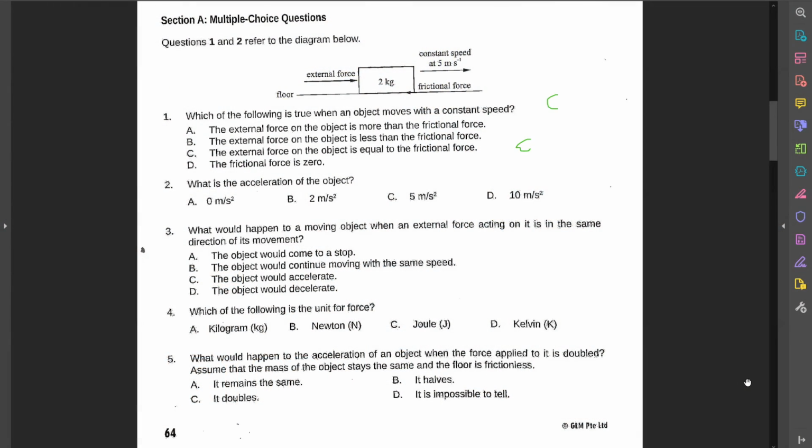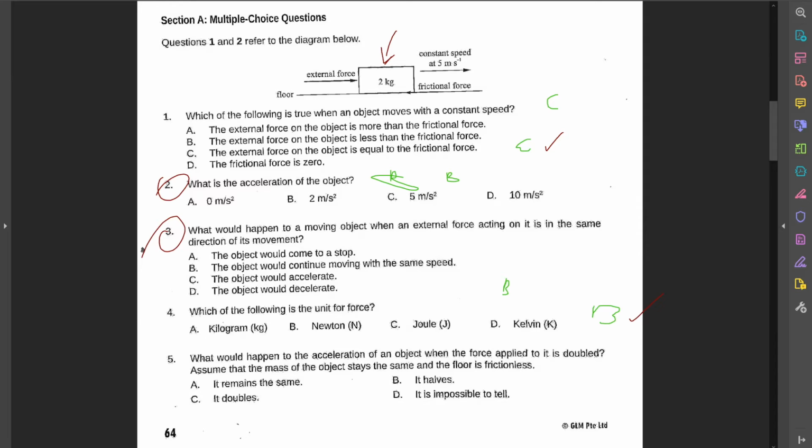For question 2, they say what is the acceleration of the object? What object are they talking about? Question 1 and question 2 refer to the diagram below. So the object is the object in question 1. This object. Okay. Question 2, why is the answer B?